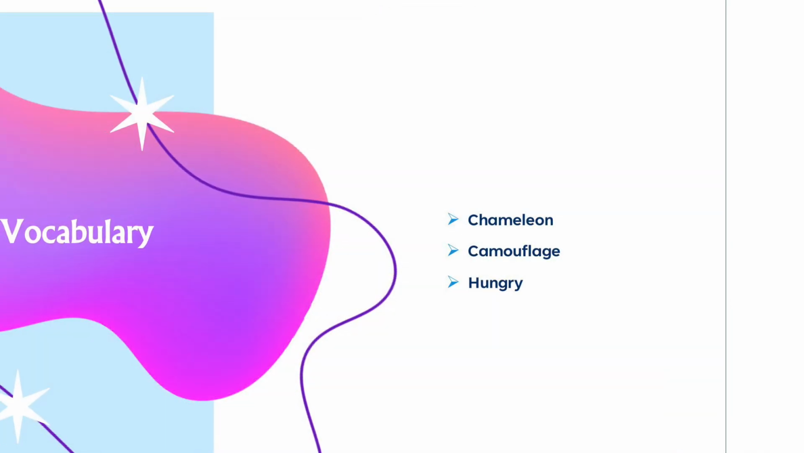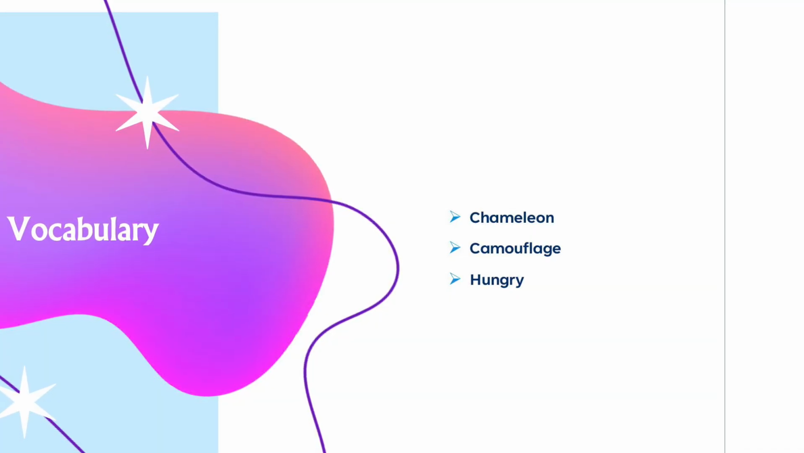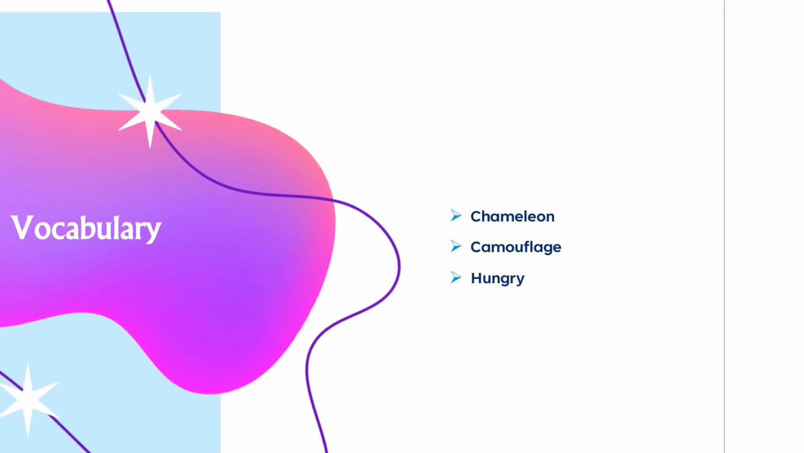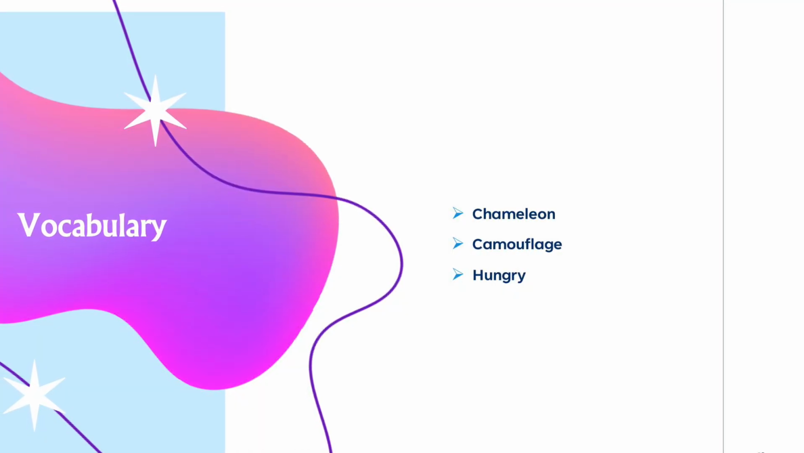Before we begin reading, I will introduce important vocabulary words. A chameleon is an animal that can change its color. Camouflage means changing colors to blend into your surroundings. Hungry means your body needs food. I will say each word, have students repeat it, and ask them to use it in a sentence or connect it to something they know.